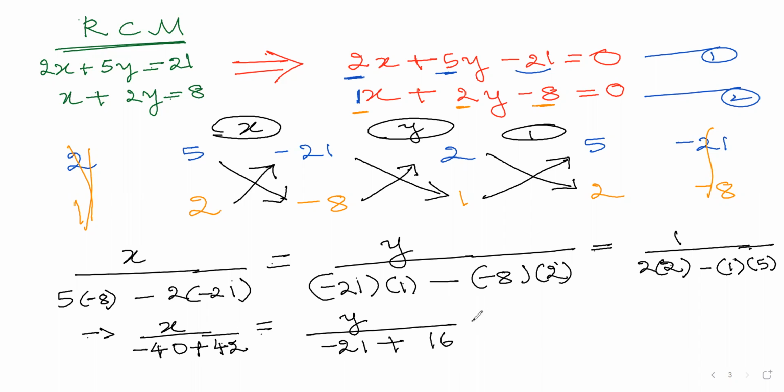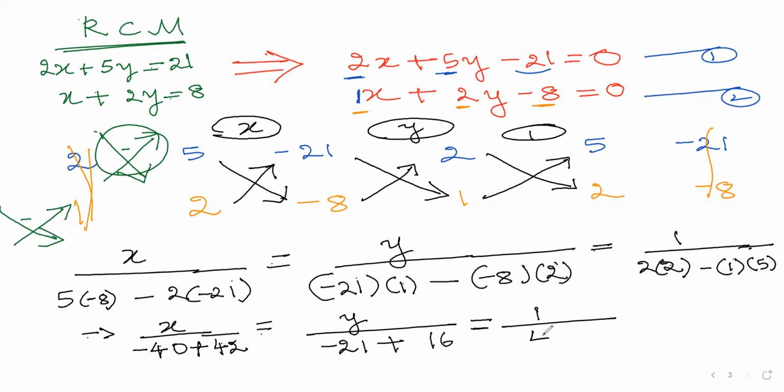Be very careful with signs. I'll just show it to you here. It's always this way. It's always this product minus this product, downward arrow this way minus this. Going back to this, we have x by this is equal to y by this is equal to 1 upon 2 into 2, 4 minus 5.